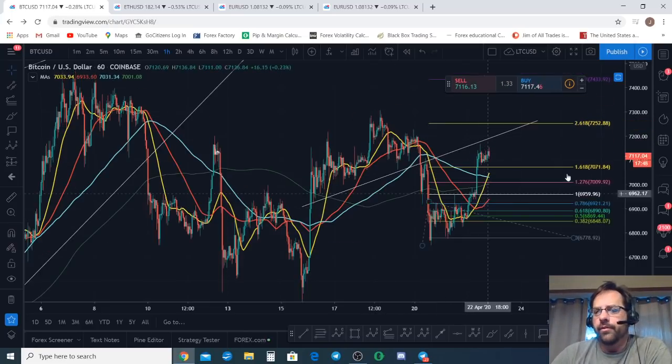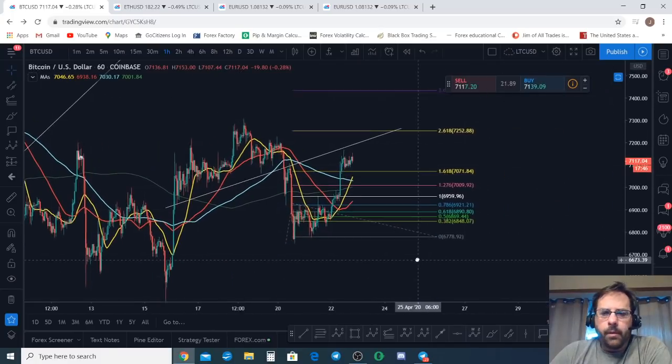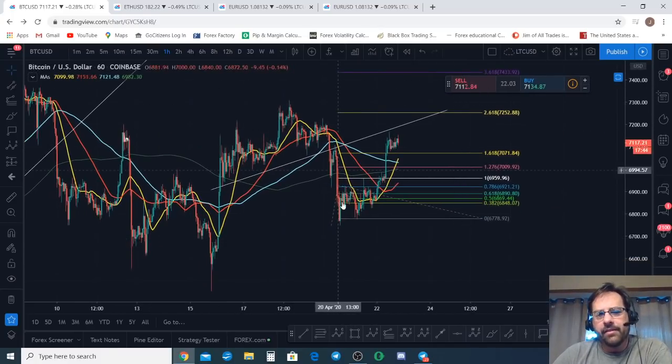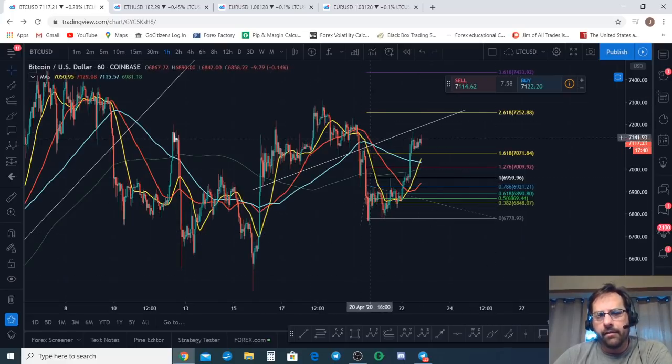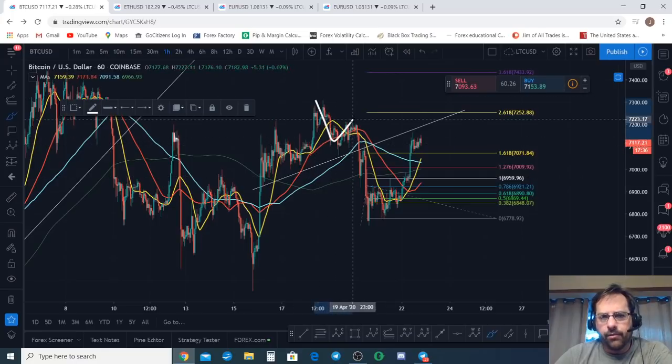In previous videos, I said we've got to watch and see how this comes down. Does it come down in 5 waves? Does it come down in 3 waves? Well, it came down in 3 waves. So let's pay attention to this right there. That's a 3 wave move.